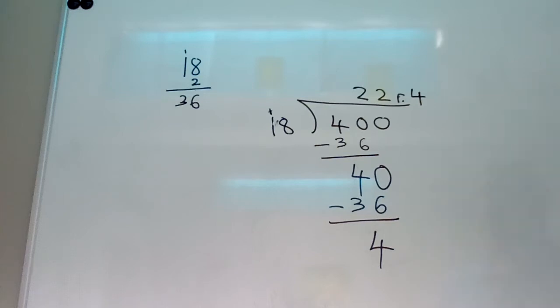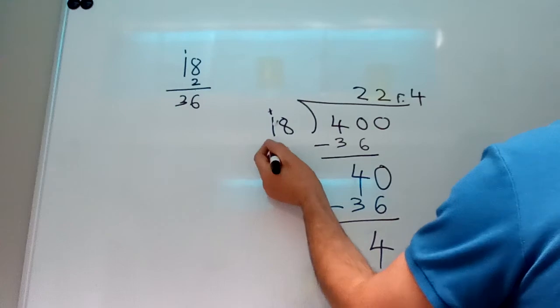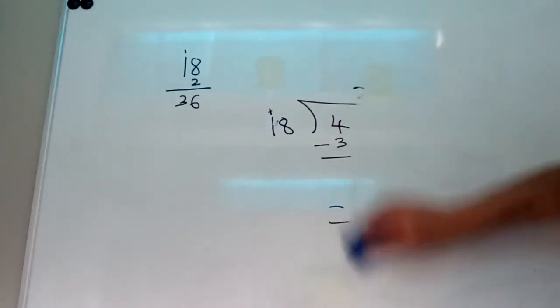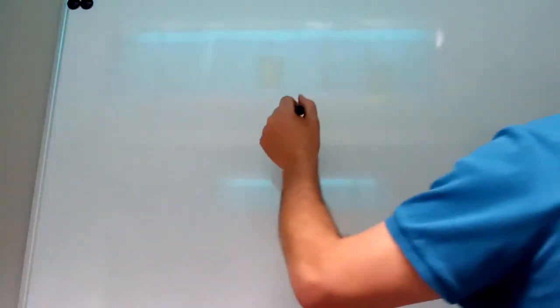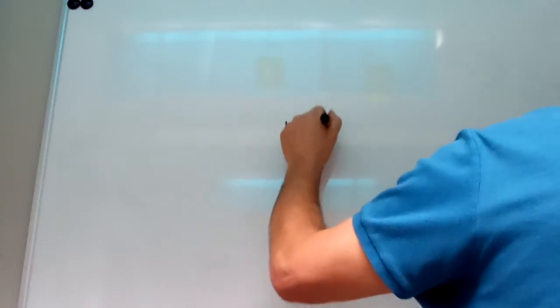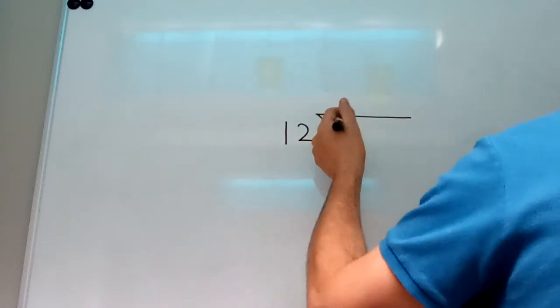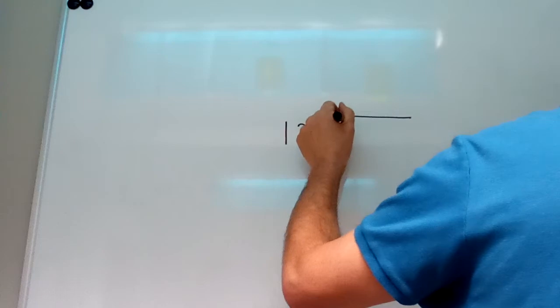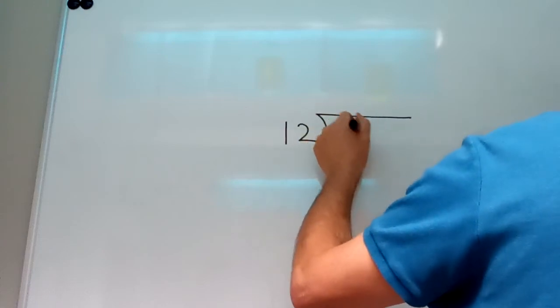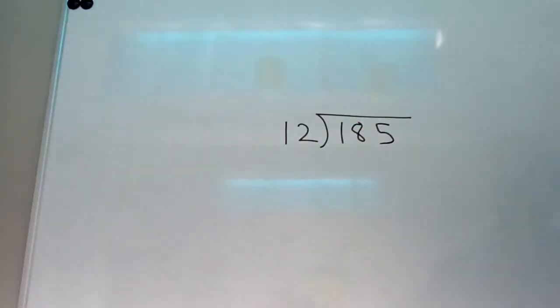So it's the same steps, everything's the same, except it just takes you maybe a little longer to figure out what this number will go into. So let's try one more. Let's try 12 divided by 185. Okay? Let's pick some numbers here.